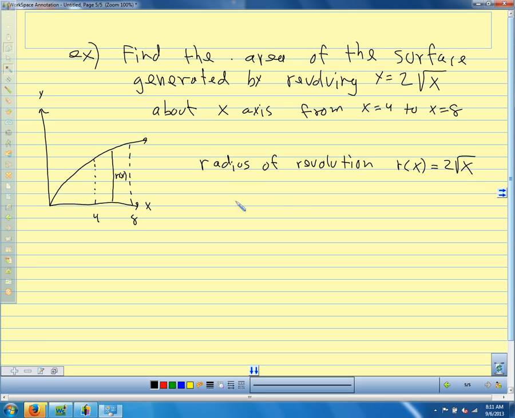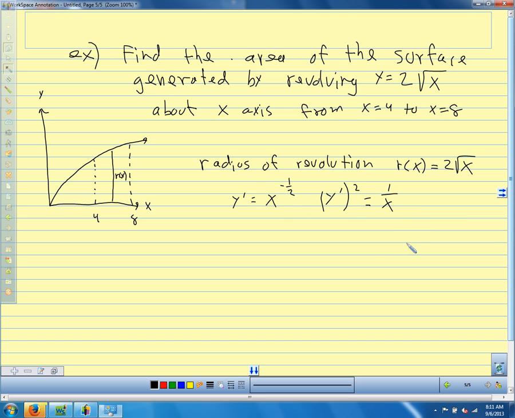We need y prime and y prime squared for the arc length piece of the integrand. Y prime here is going to be what? 1 over the square root of x, and I'm going to write that as x to the minus 1/2. And y prime squared is just going to be what? x to the minus 1, or 1 over x.